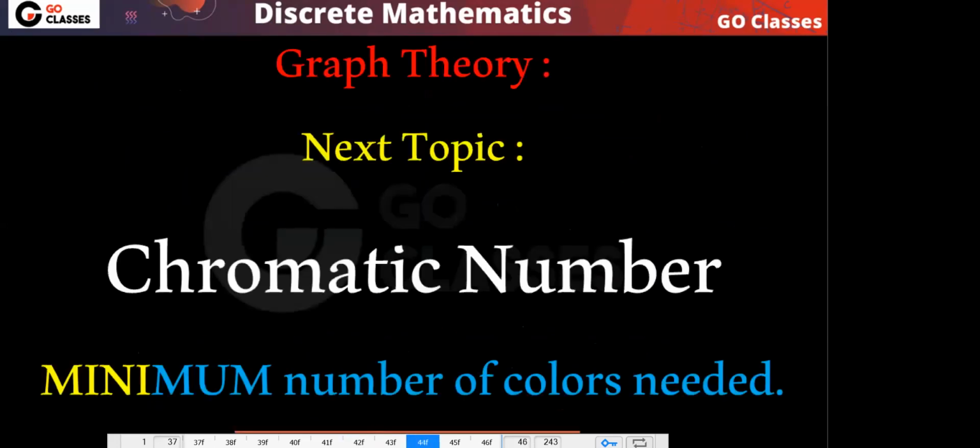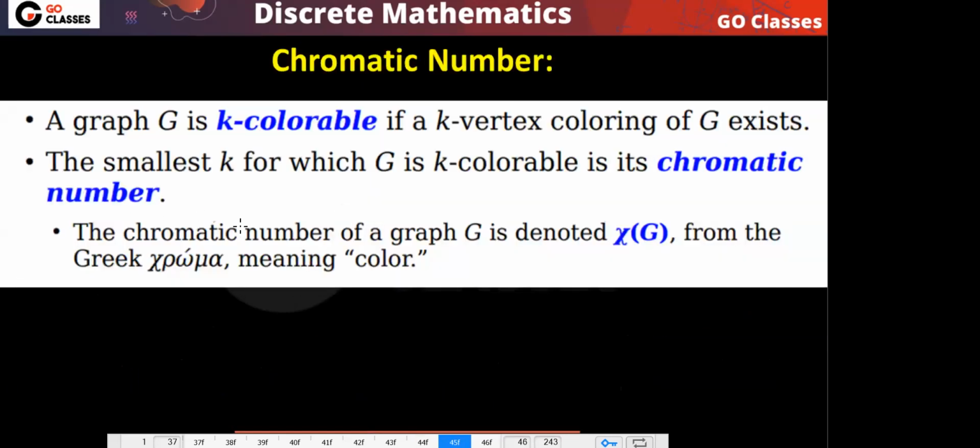Now we have seen the definition of chromatic number, and this is a very important concept. Chromatic number means minimum number of colors needed. Minimum how many colors you can use. Remember k coloring. What is k colorable? K colorable simply means at most k colors. And the smallest value of k, that is your chromatic number.